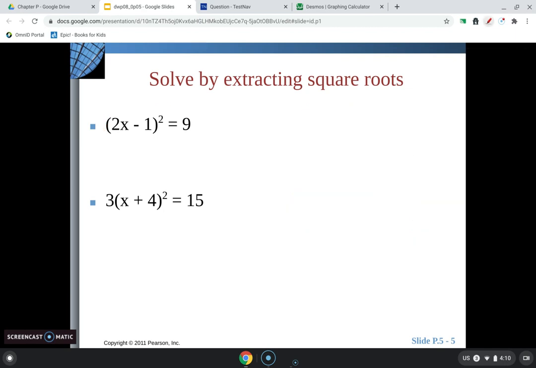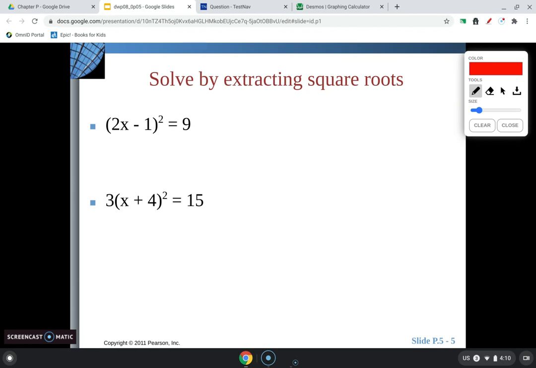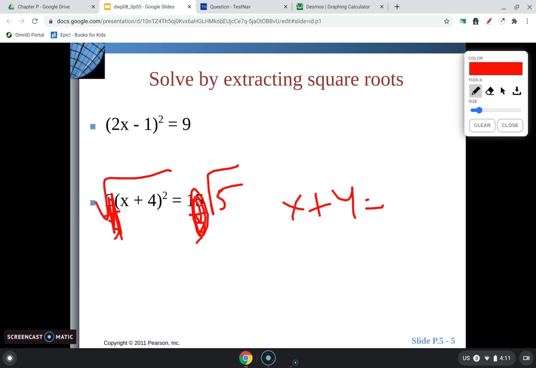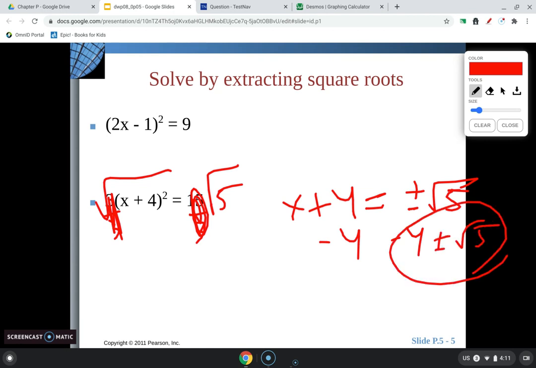All right, let's try that again. This one is not isolated, so I got to divide by 3. When I do that, I get 5. Then I'm going to take the square root of both sides. So I have x plus 4 equals. Well, 5 is not a perfect square, so we can leave them when they're not perfect in that form. So it would be plus and minus the square root of 5. Then I'm going to put negative 4 over here. So minus 4 plus and minus the square root of 5 would be your two answers if you're extracting square roots.